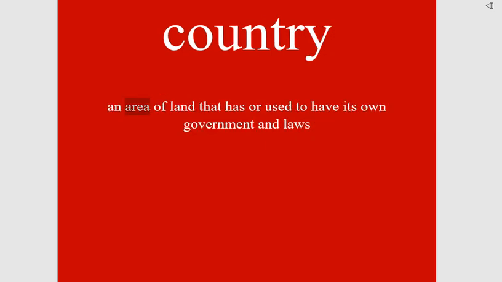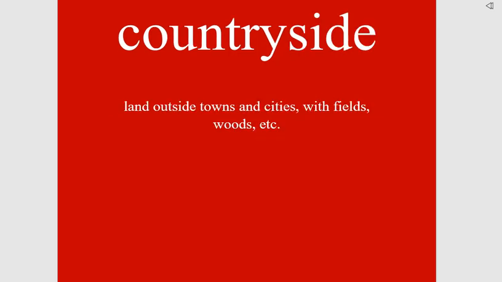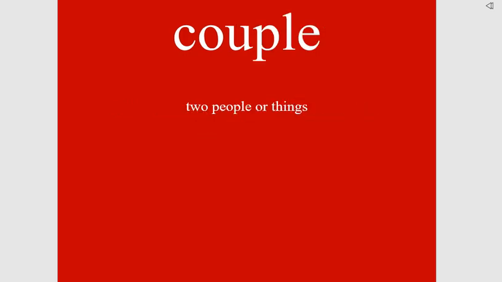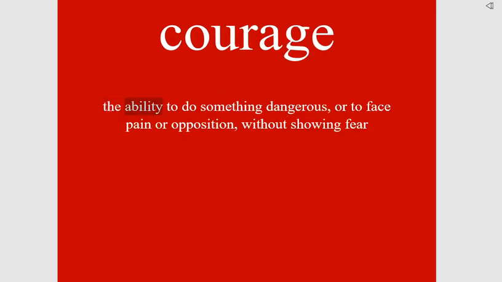Country. An area of land that has or used to have its own government and laws. Countryside. Land outside towns and cities, with fields, woods, etc. County. An area of Britain, Ireland, or the US that has its own government. Couple. Two people or things. Courage. The ability to do something dangerous, or to face pain or opposition, without showing fear.